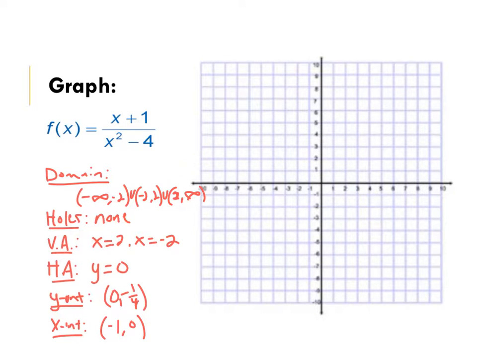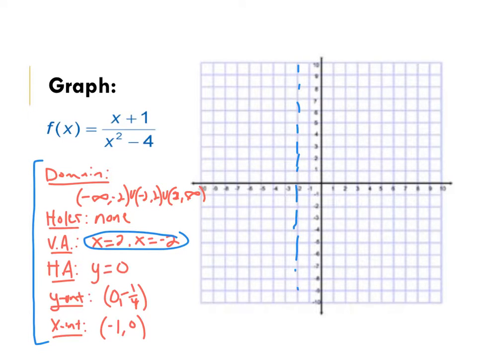Now let's put all this information together and try to sketch this graph. The easiest things to sketch right away are the two vertical asymptotes. We sketch these by using dashed lines. So notice we have a vertical asymptote right at x equals negative 2, and we have another vertical asymptote at x equals 2. So we sketch these with dashed lines to signify asymptotes.